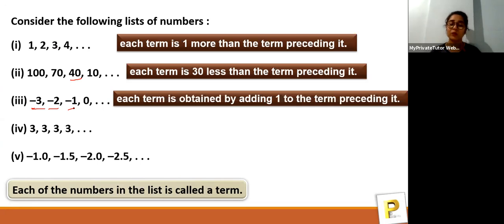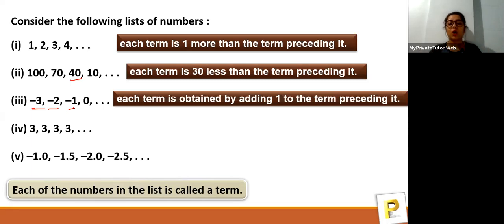Okay, so what you have to do is, for each term, add 1 to the previous number. Okay, so the next question we have is 3, 3, 3, 3. Okay, so this is very easy.